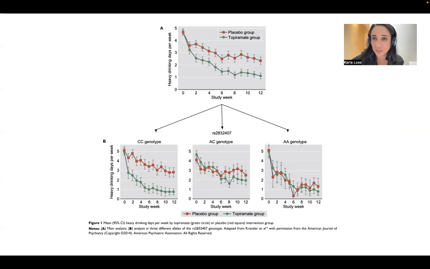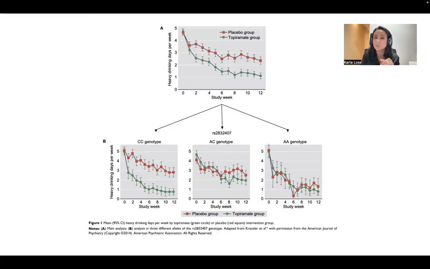And this is an example from the literature. This was a randomized clinical trial with 2 groups, placebo and topiramate, assessing heavy drinking days per week. And we can see a clear effect over time of topiramate over the placebo group, so a reduction in heavy drinking days. However, in the moderation analysis assessing subgroups, it was clear that, across the CC, AC, and AA genotypes, this difference was only present in the CC genotype group. And in fact, it was a strong effect. However, in the two groups with the AC genotype and the AA genotype, the effect was minimal or absent.